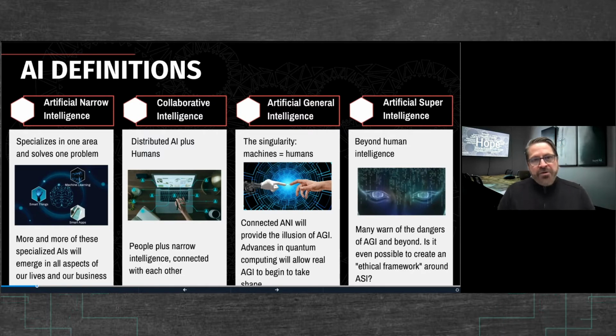Next up is collaborative intelligence, and this is one of my favorites. This is where I think, at least within healthcare, we're going to start seeing this really emerge and evolve at a pretty rapid pace. And what is collaborative intelligence? It's the combination of man and machine. So it's a person, a man or a woman, interacting with a narrow intelligence to perform a specific task.